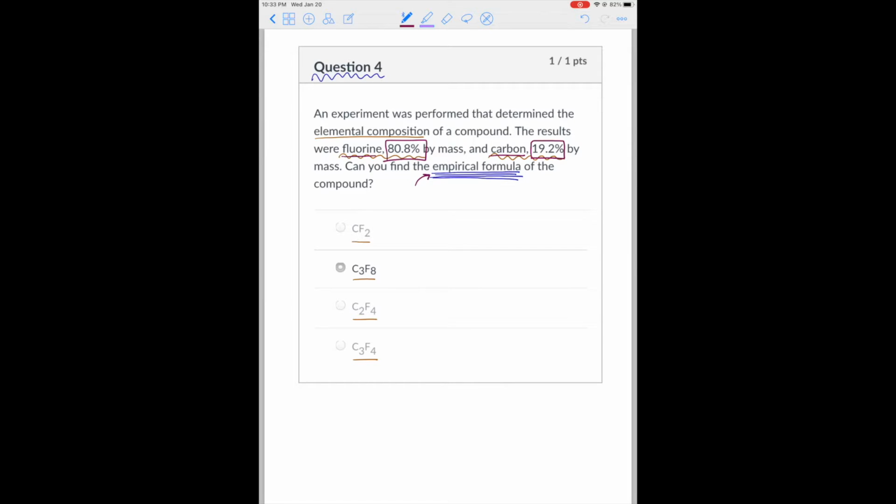Empirical formulas are the simplest ratios of elements in a molecule, also known as the simplest ratio of atoms in a compound. To use a water molecule as an example, H2O is the simplest form already, so we can consider this molecular formula to already be in its empirical form, or simplest ratio.